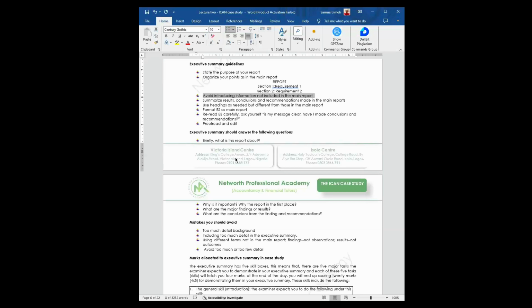But because there is no time again, you always want to spend the rest of the time on the executive summary. So what we are saying is that you should not include a point that you have not included in the main report just because you now want to include it in the executive summary. No. You should only summarize what you have written in the body of the report. You should summarize results, conclusions, and recommendations made in the body of the report.